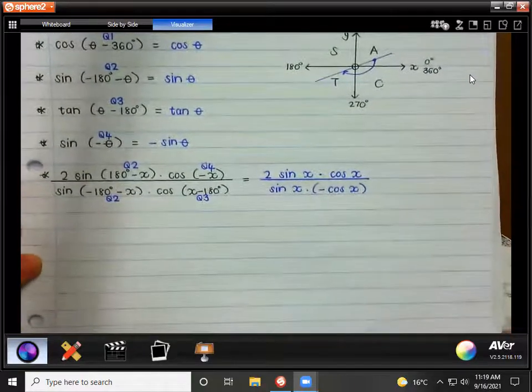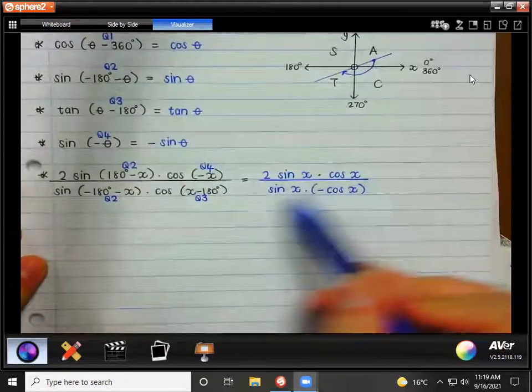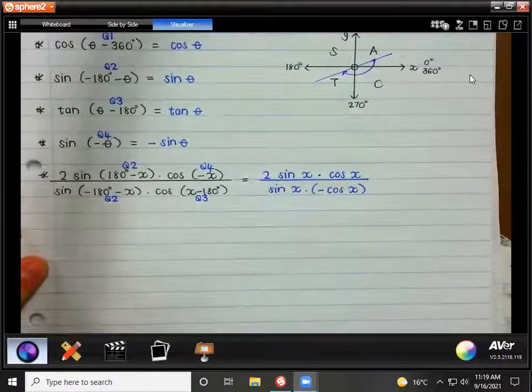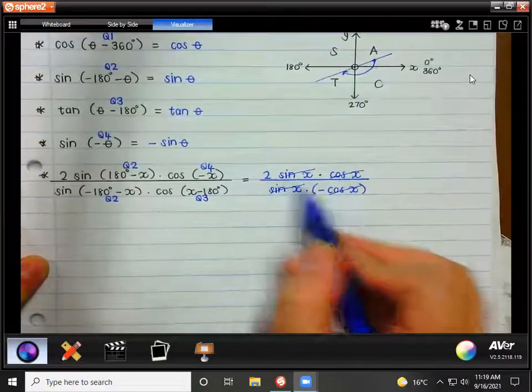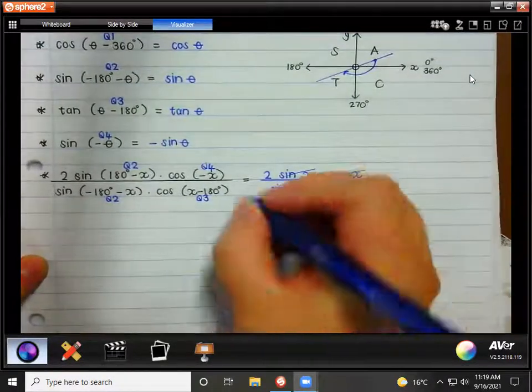Okay, now that everything is written in terms of x and we have one term over one term, we can cancel out. So we have sine x and sine x. There we have cos x and cos x, and I'm left with negative 2.